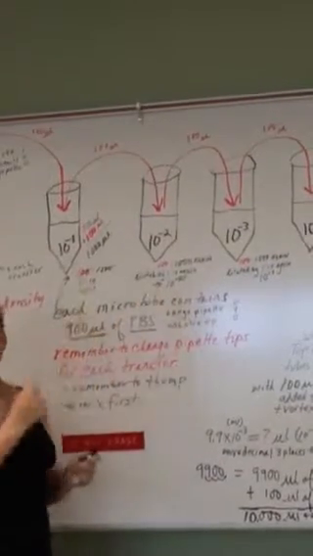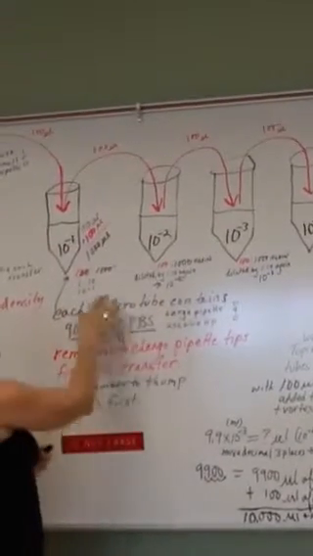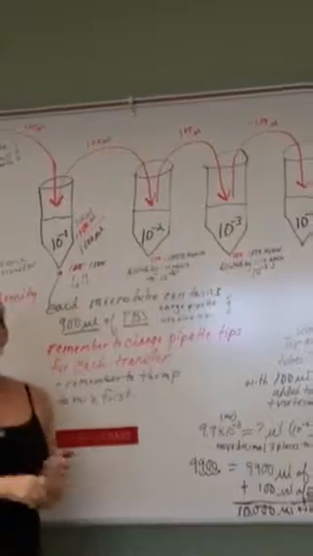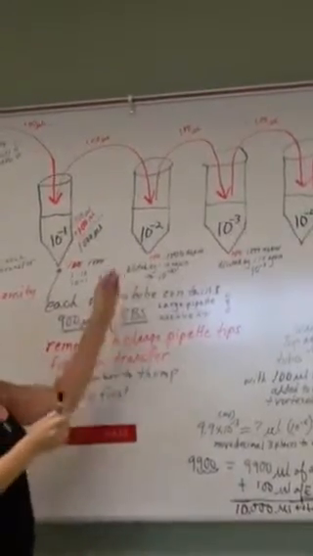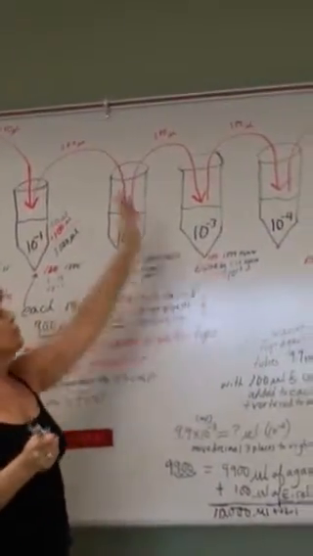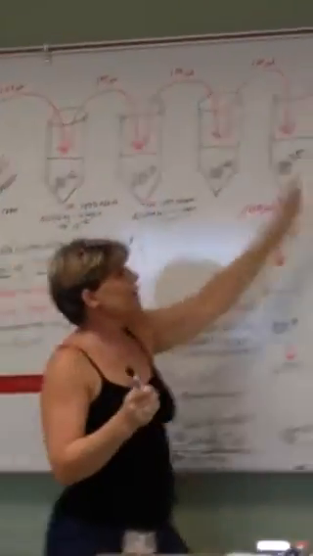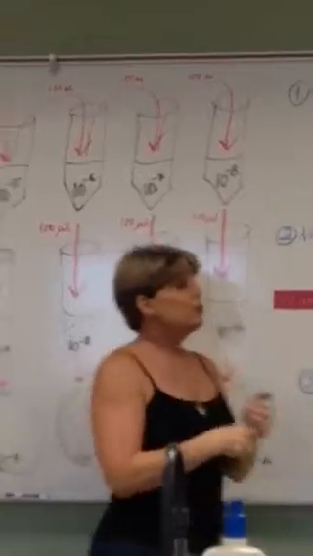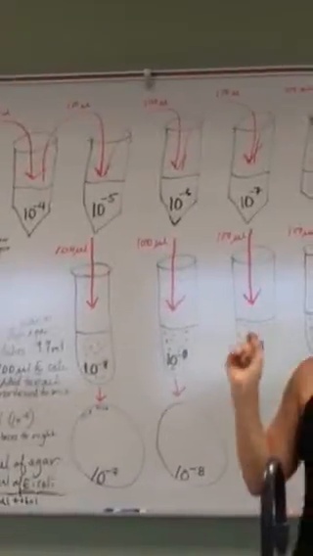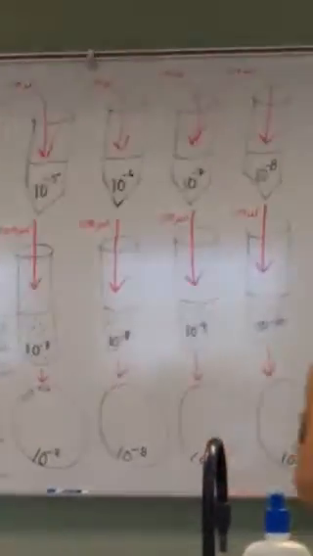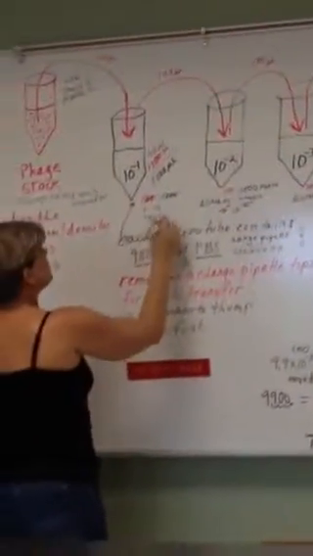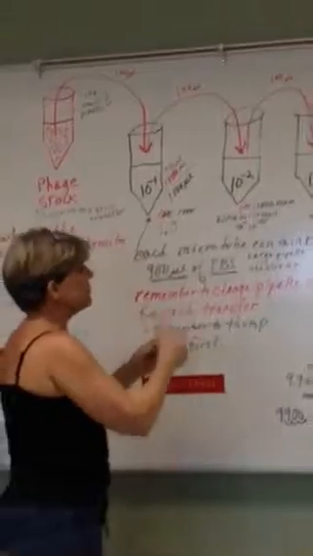So all I have to do is move my decimal point one more time. So I went from 10 to the negative 1 to 10 to the negative 2. Everybody see that? And same thing, went to 10 to the negative 3 by transferring 100 microliters into this one, and then to the negative 4, negative 5, negative 6, negative 7, negative 8. So all I did was keep moving my decimal point.